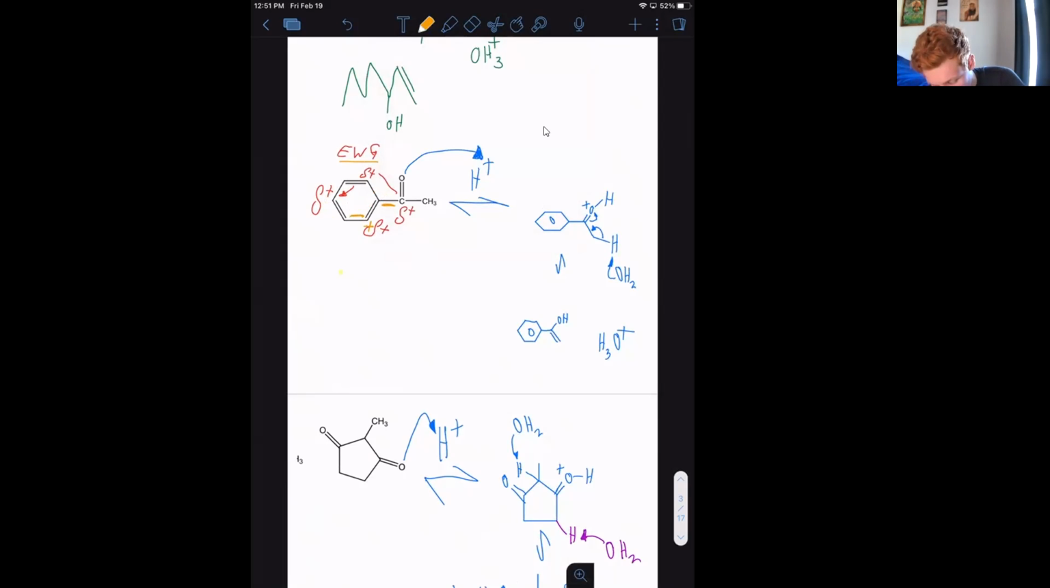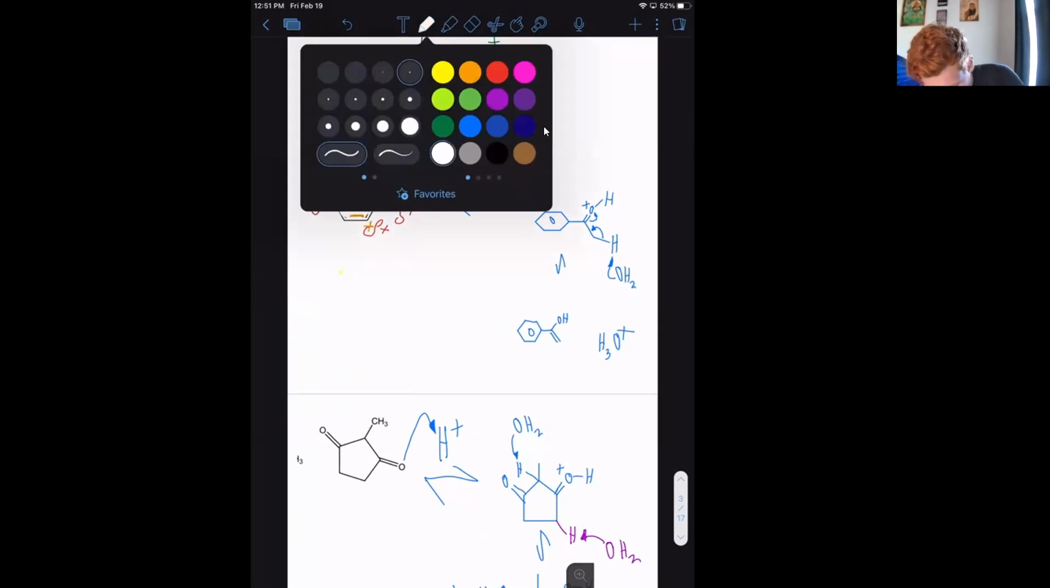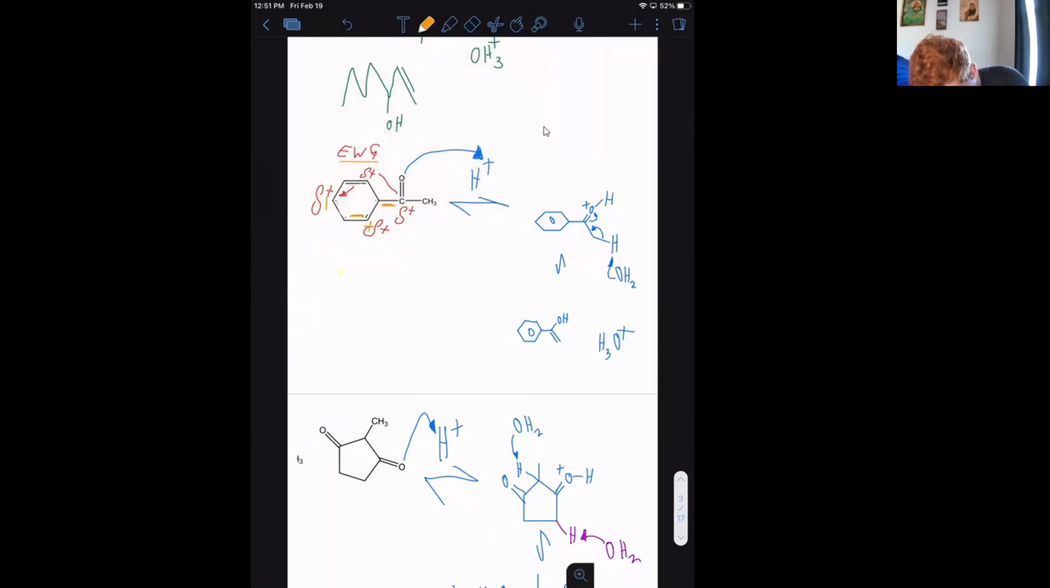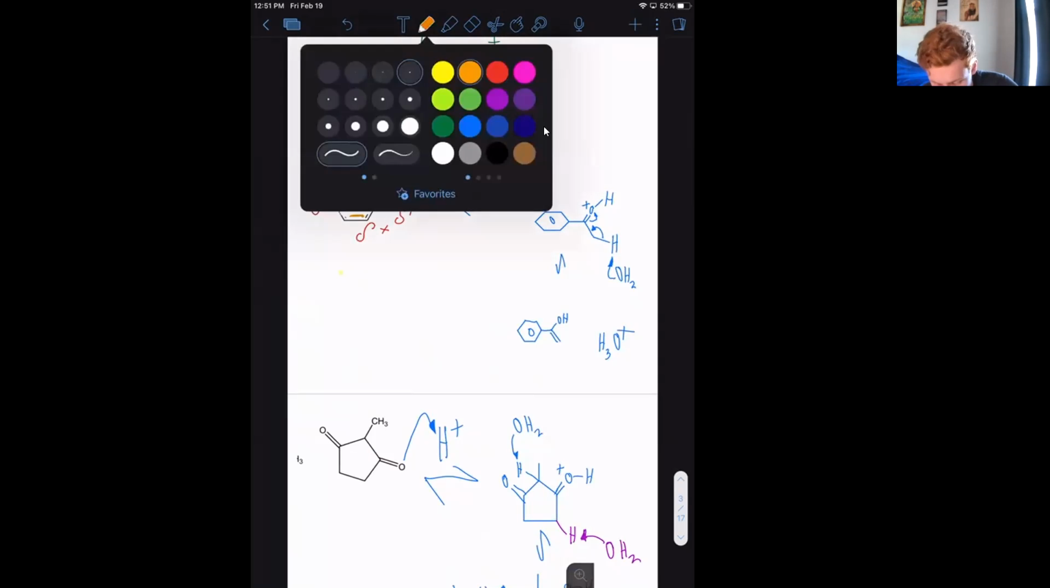Actually, I'm going to go ahead and cover this up. So now at this point, we've got a positive charge here, and we have taken away this positive charge that was right here. We're going to leave it as a partial positive, because we'll come back to that, because that was where a positive charge was.